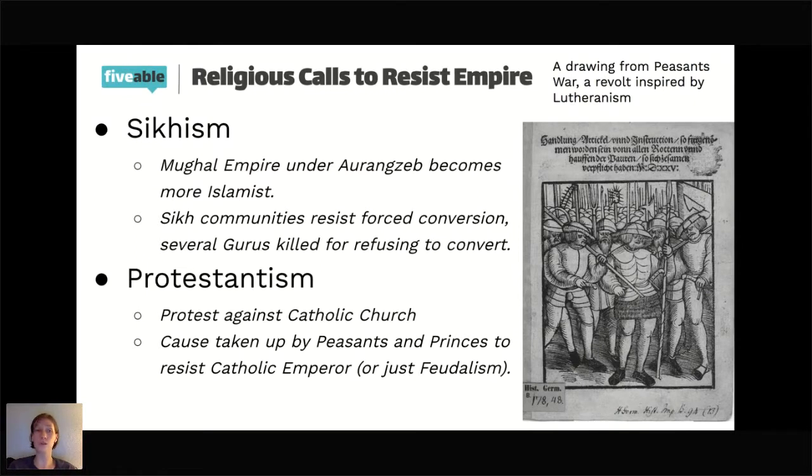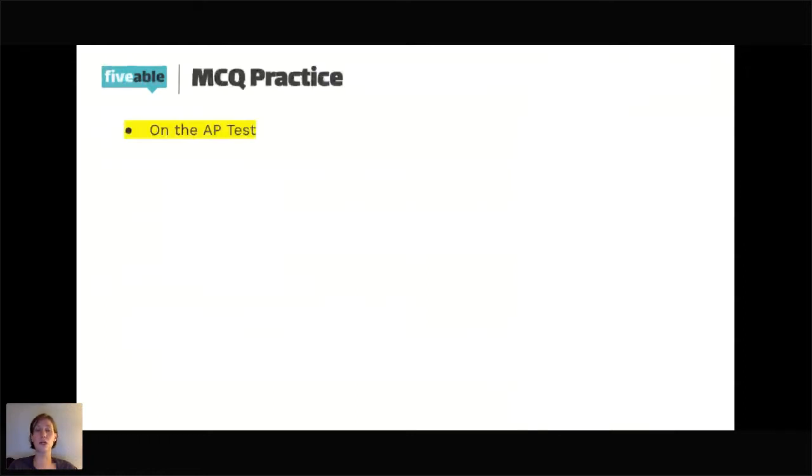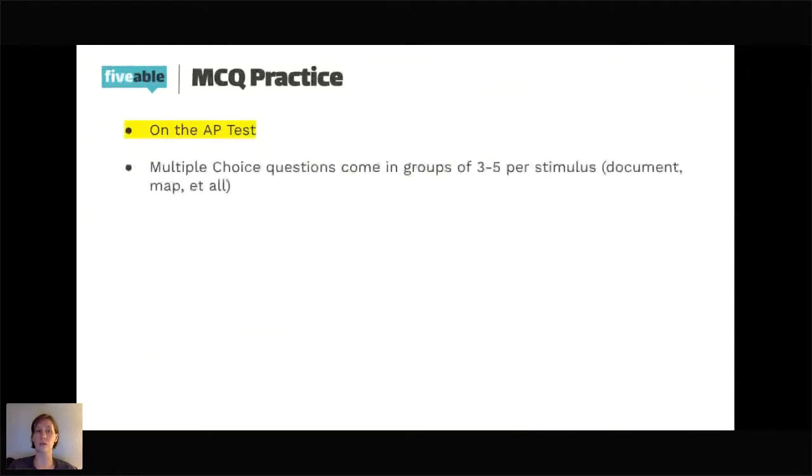We're going to start with some multiple choice practice, but just to run you through expectations on the AP exam for multiple choice. Multiple choice are all what we call stimulus based on the AP exam. So there's going to be a text or a map or a picture or two. That's the stimulus. And the questions all come in groups, generally 3 to 5 questions per stimulus.